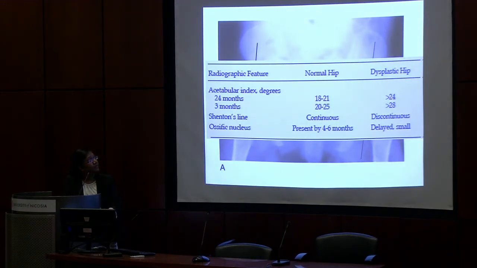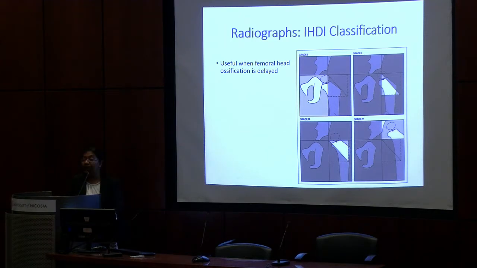And then when you're looking for numbers, so what's normal? In a normal hip, the acetabular index should be, by 24 months, less than 24 degrees. At birth, a normal acetabular index should be somewhere less than 28 to 30 degrees. Shenton's line should be continuous, and the ossific nucleus should be present and should be mostly symmetrical to the other side. If you don't have an ossific nucleus and you get an x-ray at 4 to 7 months, another classification that is very useful is one that was developed by the International Hip Dysplasia Institute. So what they did is you have your Hilgenreiner's line, you have your Perkins line.